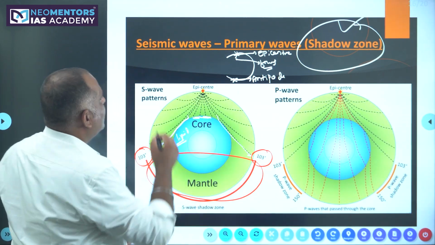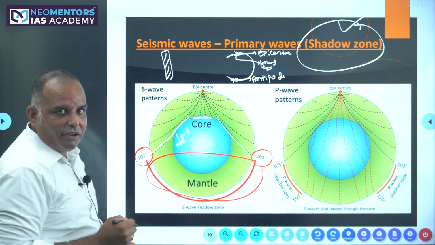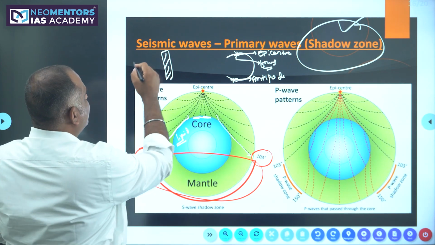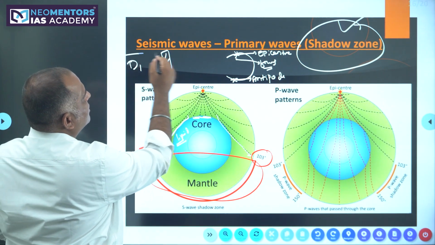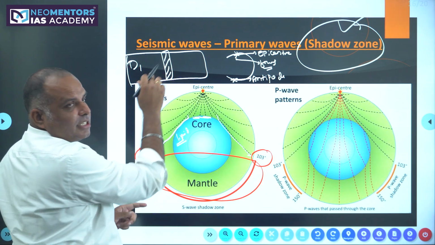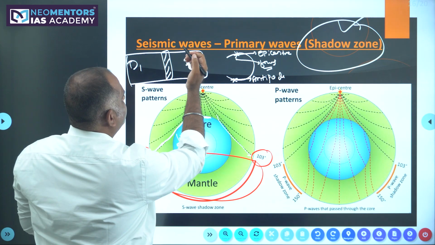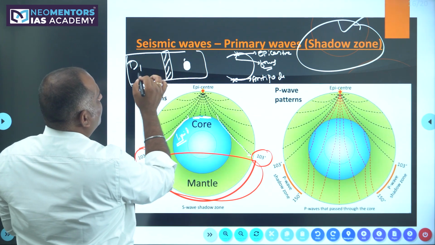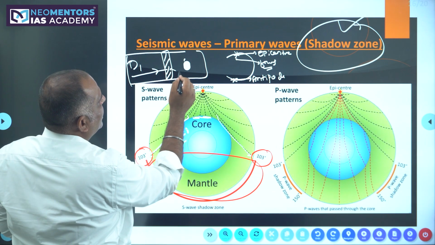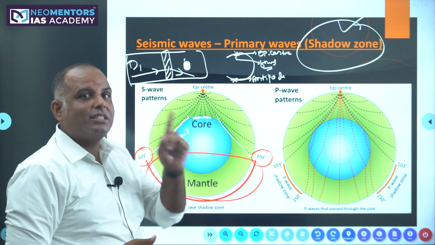Now there is something called refraction. What is refraction? Suppose any wave is traveling through mediums of different densities. This is a medium of density D1. There is a separation, which indicates a difference in densities. This is D2. A wave traveling from D1 to D2 slightly refracts. That means there is a slight change in the direction. This is called refraction.